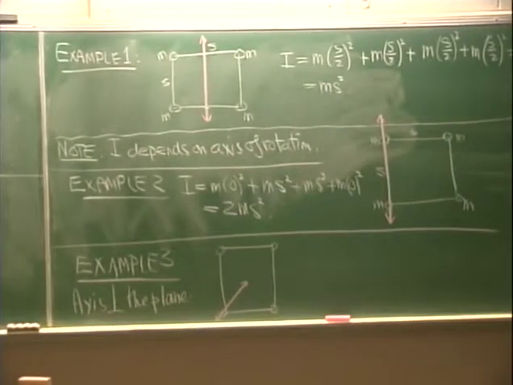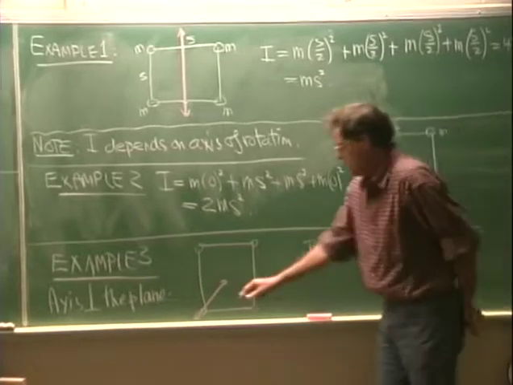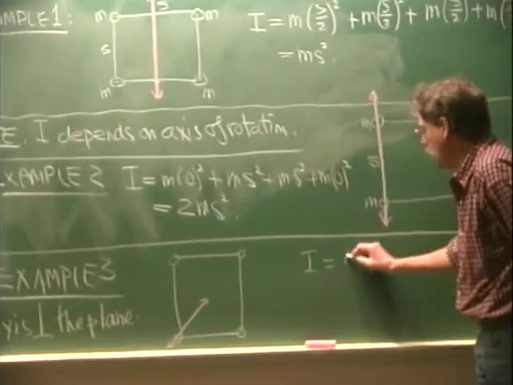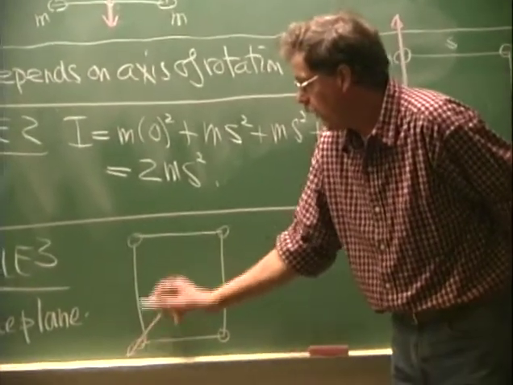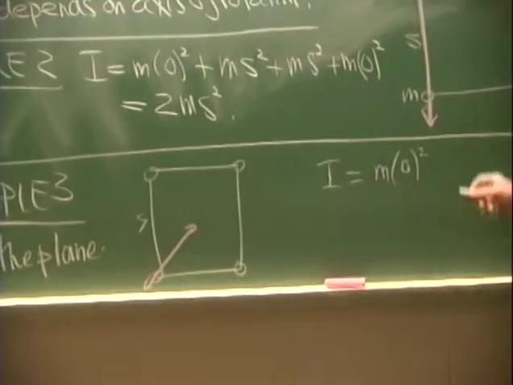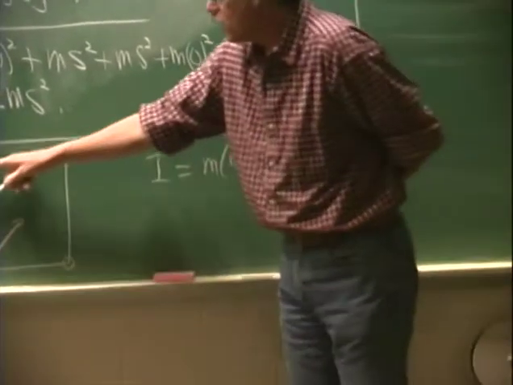Perpendicular to the plane and through one corner. In that case, what is the moment of inertia? Let's see. This one here is right on the axis. This one up here is a distance s away.